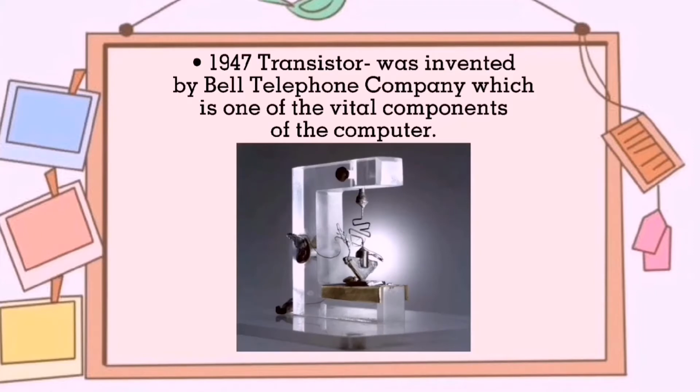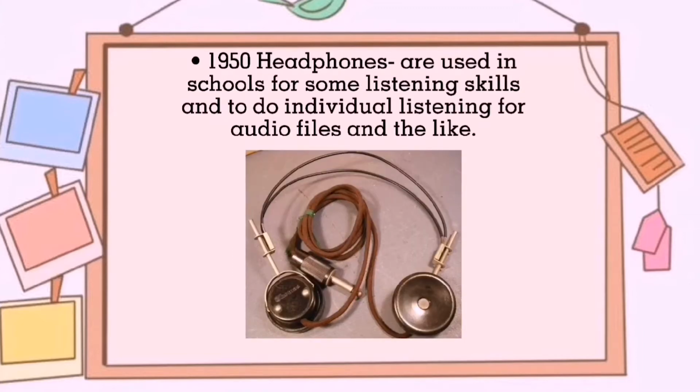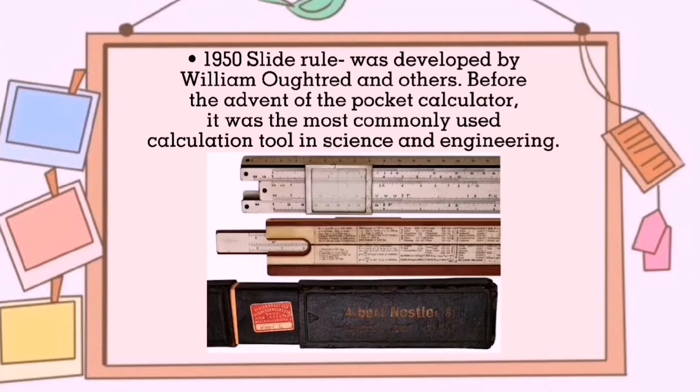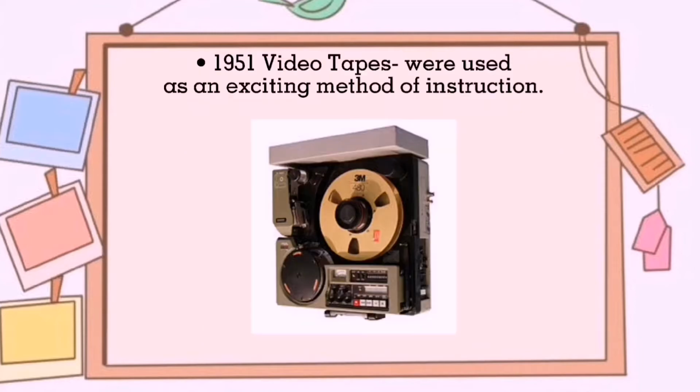1947 transistor was invented by Bell Telephone Company, which is one of the vital components of the computer. 1950 headphones are used in school for some listening skills and to do individual listening for audiophiles and the like. 1950 slide rule was developed by William Oughtred and others. Before the advent of the pocket calculator, it was the most commonly used calculation tool in science and engineering.